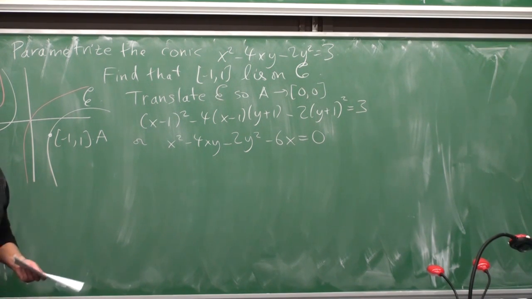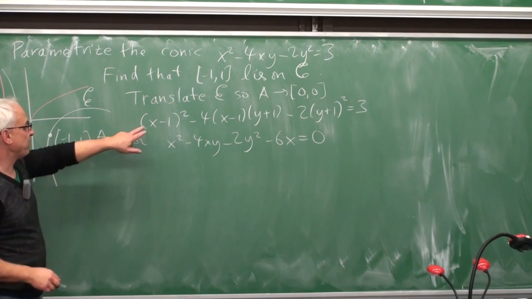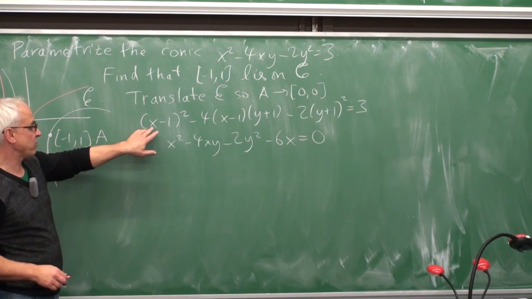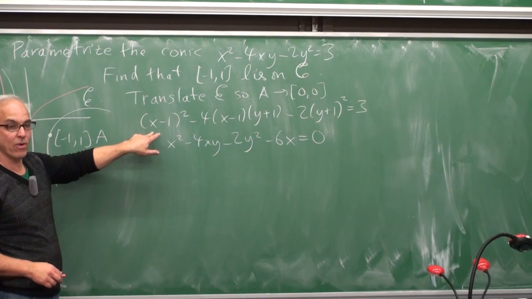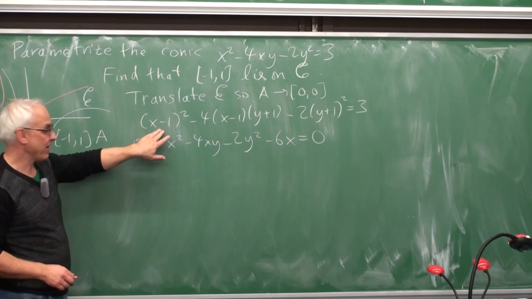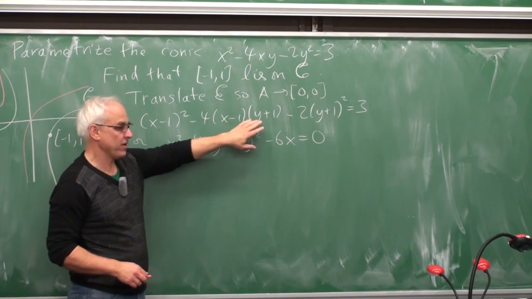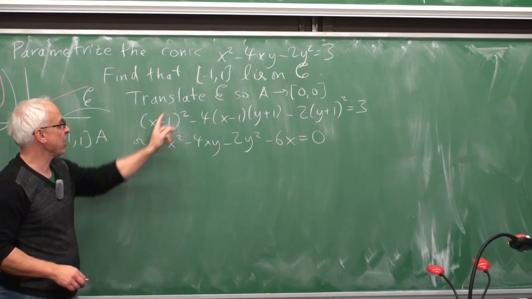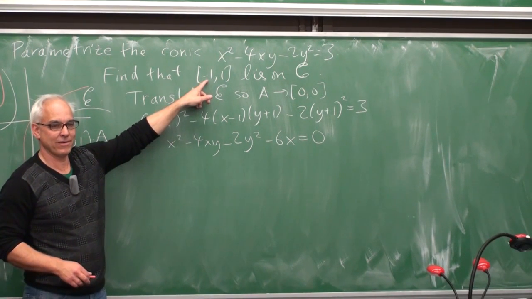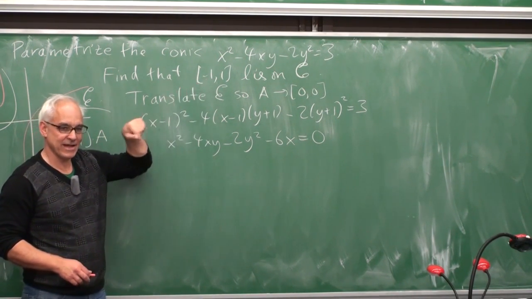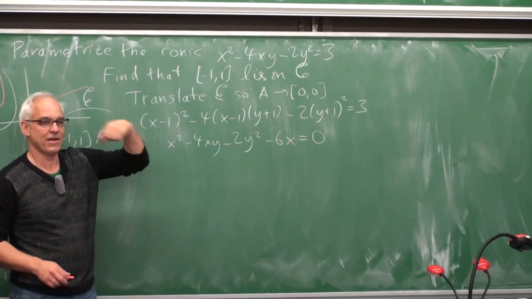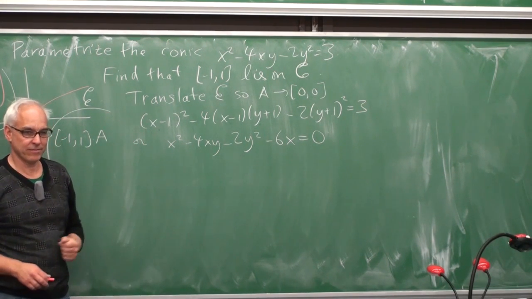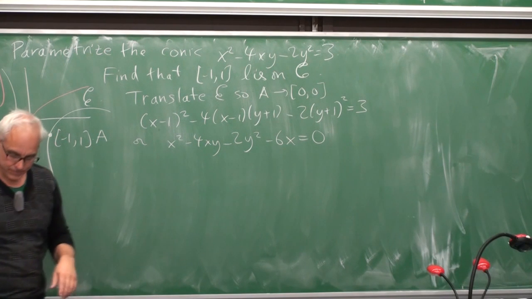Yes? Should it be the other way around? Should it be x plus 1, y minus 1? Well, if you think what happens if you replace x with 0 and y with 0, you're going to get minus 1 squared, minus 4, this point. You're going to get the original point. There's a minus sign here because this is a minus sign. Generally, it's x plus the x coordinate, y plus the y coordinate, to translate it down.